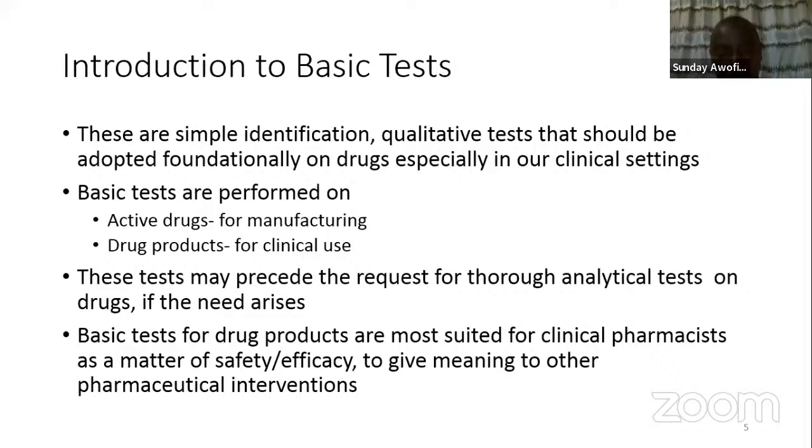So basic tests for drug products are most suited for clinical pharmacists as a matter of safety and efficacy. Safety as in, if it is not what it is labeled, as in if there is another chemical entity packaged in the name of something else, we cannot exactly tell the safety implications of those stuff. And most of us in our practices, we give out these drugs believing that that is what it is. And it might not be. So for us to give meaning to all the pharmaceutical care interventions, right from the first to the last, we are saying this evening that the drug we have in our hands, or that we are talking about, have to be what they are labeled to be.